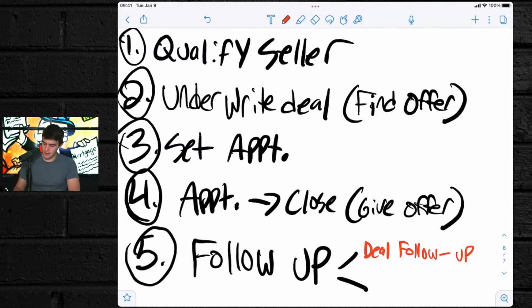And the next one is, we sometimes call it appointment follow-up, but I'll just call it offer follow-up. And this really is, they said no to our offer. All right. So I just want everyone to understand that the deal follow-up is different than the offer follow-up.